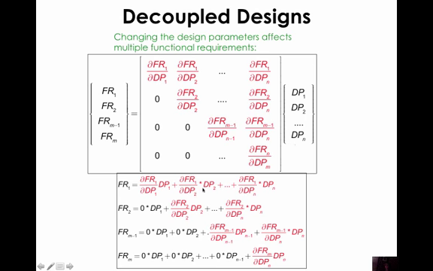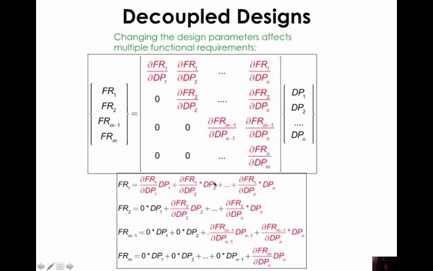And so the way you would read this particular situation is like this. If I change design parameter 1, that is, it's in the design to impact functional requirement 1, so I actually want that.